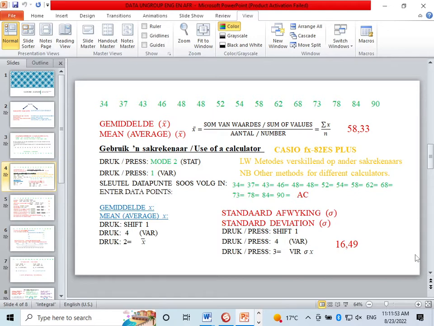Now, I just want you to see there, if you press 1, it will give you the number of values that you entered, but you all know that's 15 now. That's not something we want to calculate. When you press number 2, the X with the line at the top, that's the symbol for mean. So if ever you see an X with a line at the top, that means mean. Now, let's quickly calculate the mean. So you choose number 2, and you press equal to, and then you should get 58.3333333.